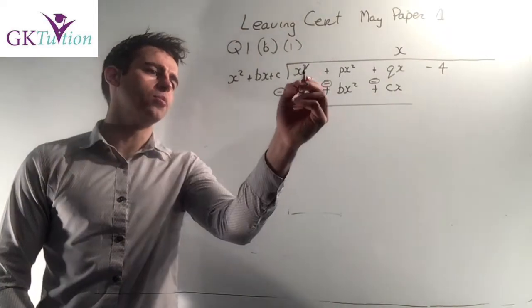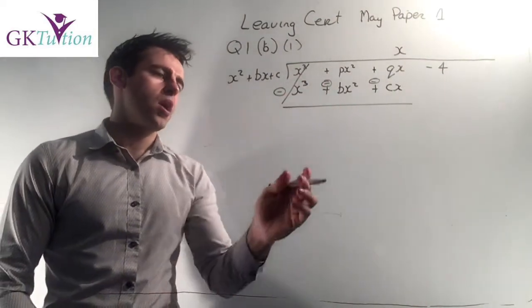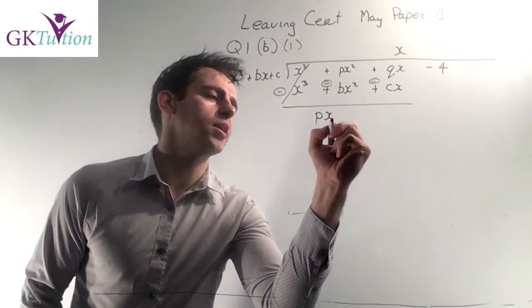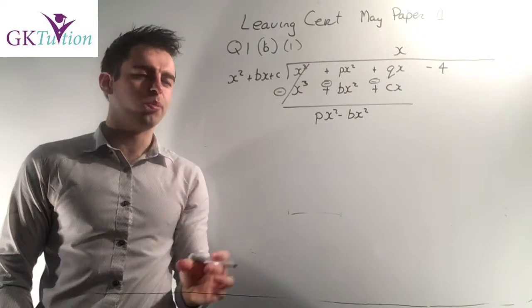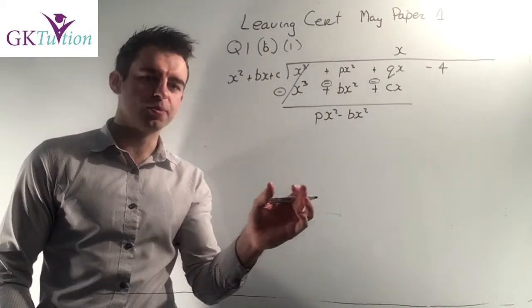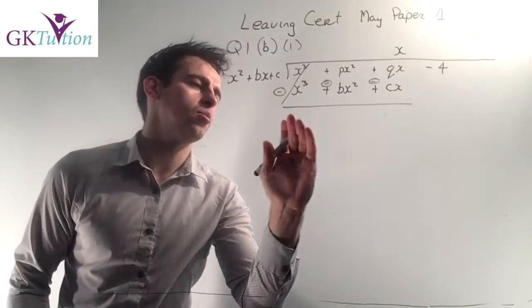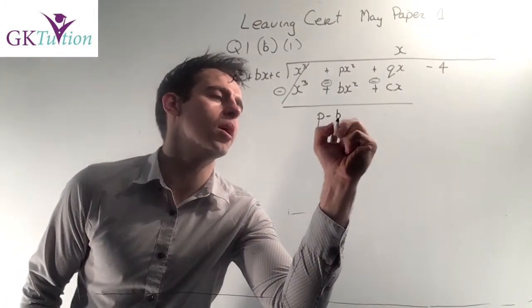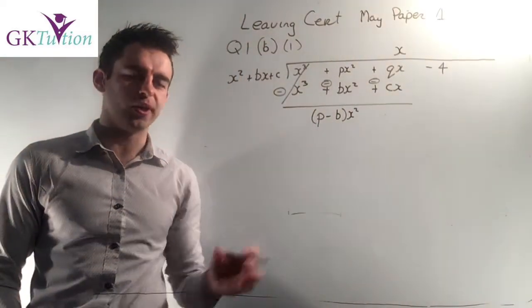Now my x cubes are going to cancel each other out, and this is the point where you have to be careful. You shouldn't write it as px squared minus bx squared. Mathematically it's not wrong, but rather than writing it as 2 terms, you need to write it as 1 term. You're much better off to factorize out your x squared. So rather than writing it like that, you're better off to write this as p minus b times x squared. It just makes for a much easier question.